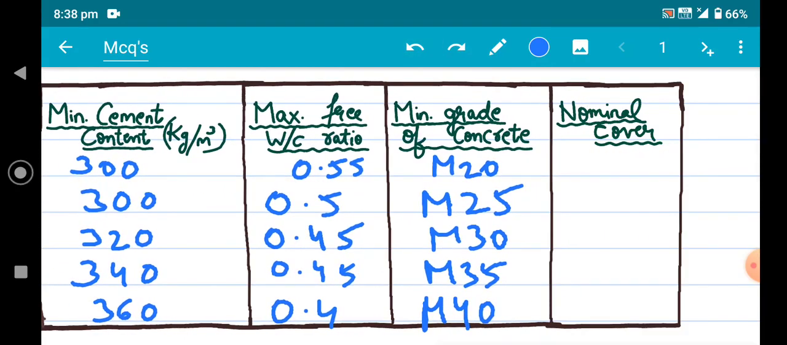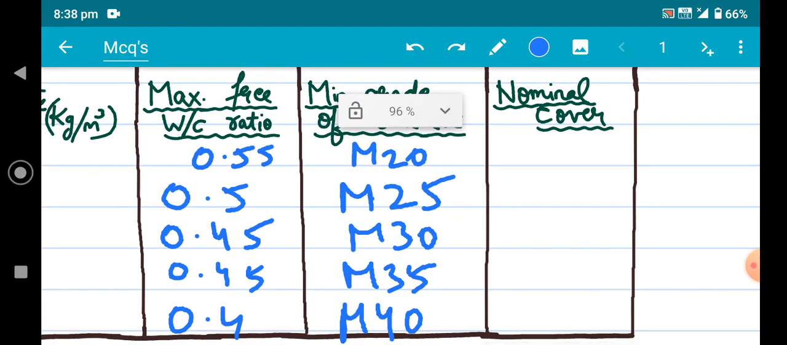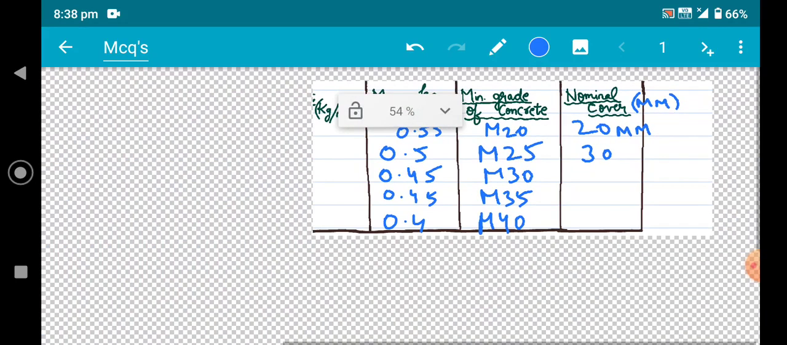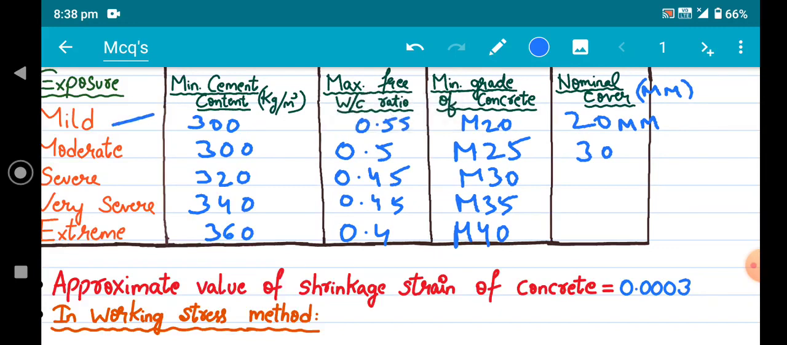Coming to the last one, nominal cover. For M20 grade, the nominal cover is 20. The units will be mm, friends. I am writing here directly. For M20 grade concrete, the nominal cover is 20 mm. For M25 it is 30 mm. So you can see, friends, for mild exposure, minimum grade of concrete is M20 and nominal cover is 20 mm. And for moderate exposure, minimum grade is M25 and nominal cover is 30 mm.